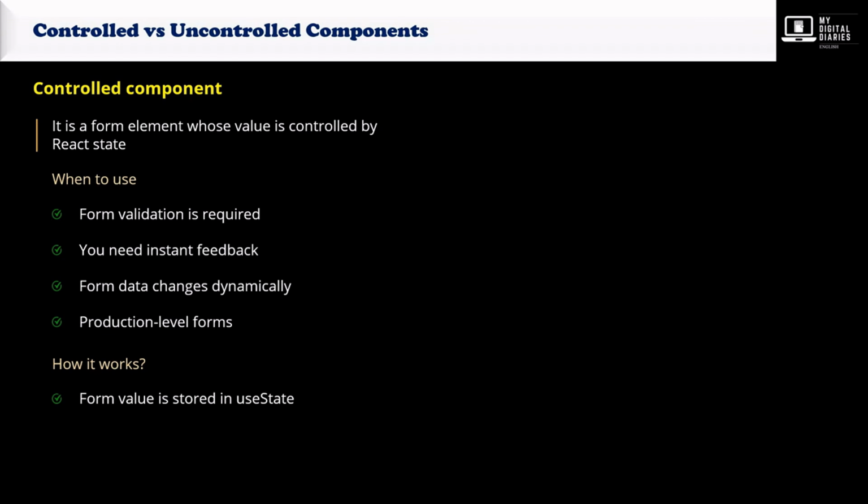The form value is stored in useState. The input value comes directly from the state, and every time the user types something, the onChange event is triggered. Inside onChange, we update the state. So React re-renders the component with the updated value. So basically every change flows through React. This gives us full control, better validation and predictable behavior.